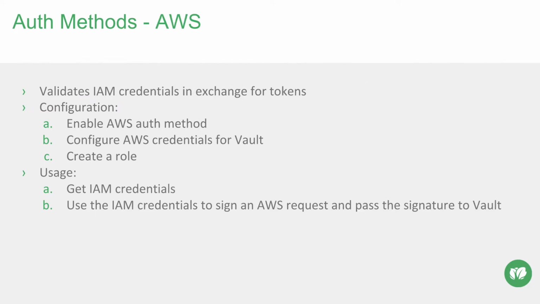The AWS auth method works very similar. So instead of the Kubernetes service account token, you use IAM credentials to validate your token. The interesting thing here is you don't actually give Vault your actual secret. You use the traditional AWS signing methods where you sign a request with your secret to actually get your tokens.